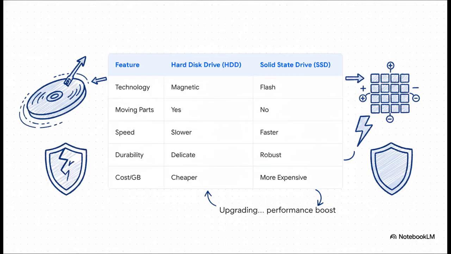So, what's the actual difference between an old-school HDD and a modern SSD? Well, an HDD has moving parts, kind of like a record player, which makes it slower and way more fragile. An SSD, on the other hand, uses flash technology, so it has 0 moving parts. The speed difference is like trying to find a specific sentence by flipping through every single page of a book. That's the HDD, versus just instantly remembering it from memory. That's the SSD. It is a total game changer for how fast your computer feels.